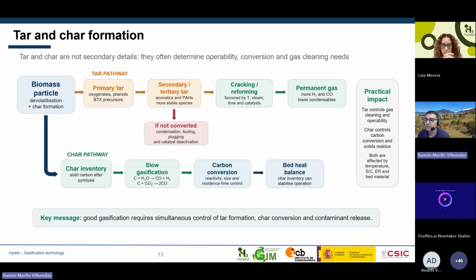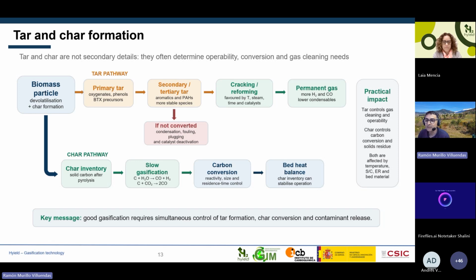steam availability, residence time, or catalytic activity are sufficient, part of this tar can be cracked or reformed, producing additional permanent gases such as hydrogen and carbon monoxide. If tar is not converted, it can condense downstream and cause fouling, plugging, and even catalyst deactivation. This is why tar is usually one of the main constraints for gas cleaning and process integrations.